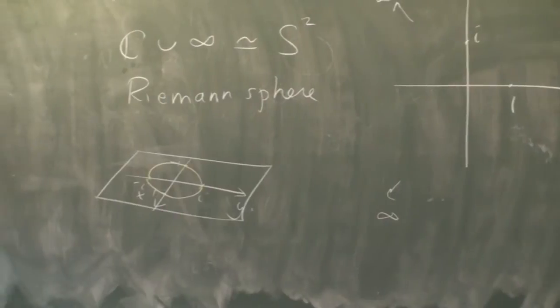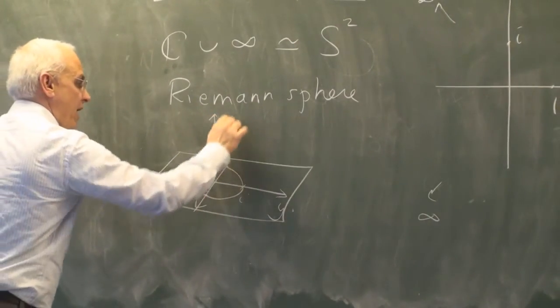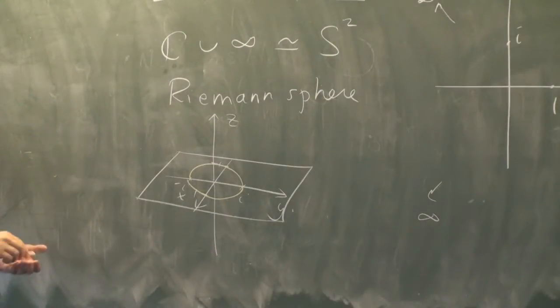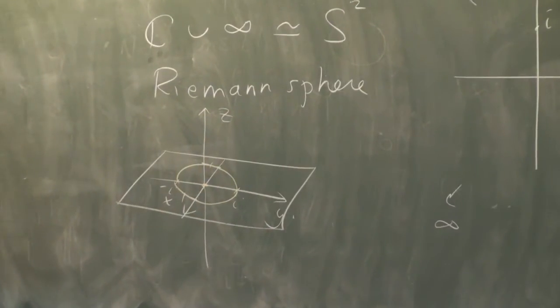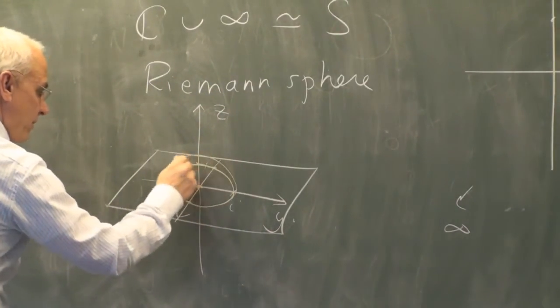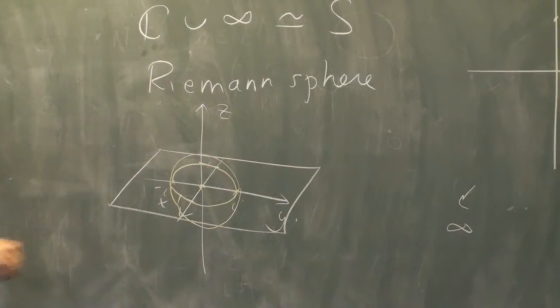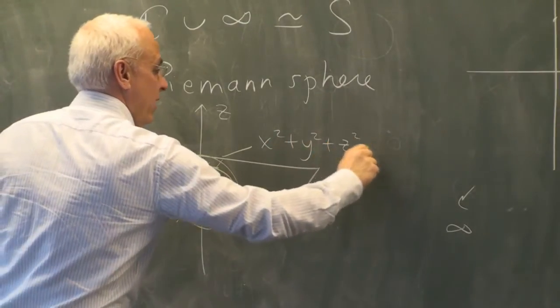And what we can do is stick that all in three-dimensional space by introducing another axis, say the z-axis, and introducing the sphere, which is centered at this point. Okay, so now we're talking about the sphere. The unit sphere with coordinates x squared plus y squared plus z squared equals 1.